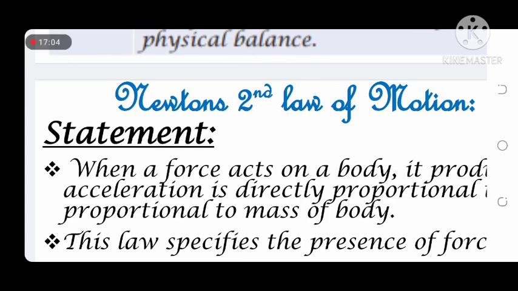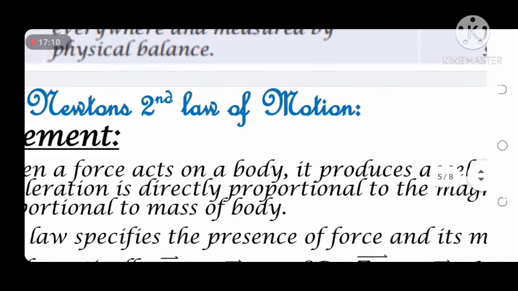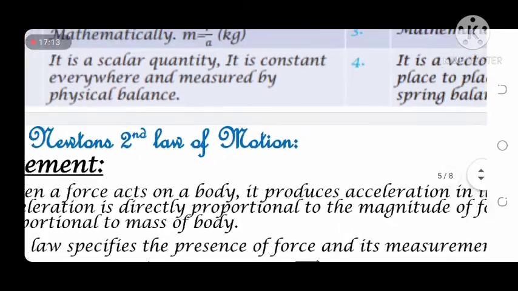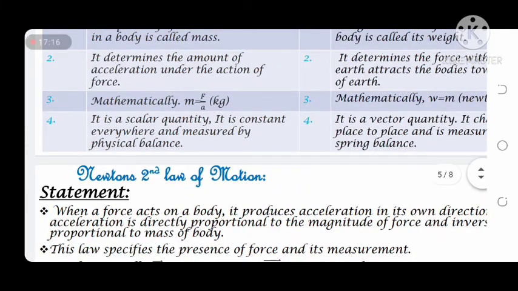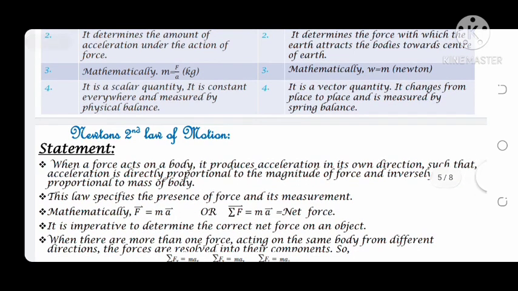We can state Newton's second law as: when a force acts on a body, it produces acceleration in its own direction, such that the acceleration is directly proportional to the magnitude of force and inversely proportional to the mass of the body. This law specifies the presence of force and its measurement, whereas the first law specifies the absence of force.